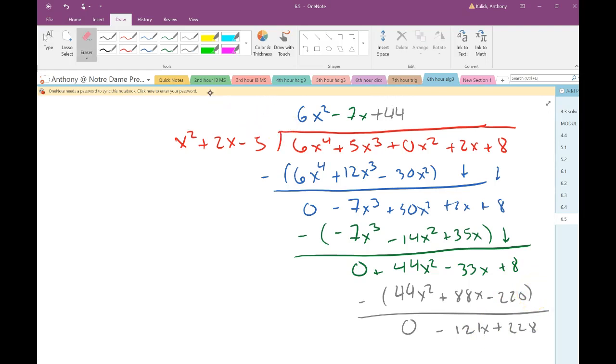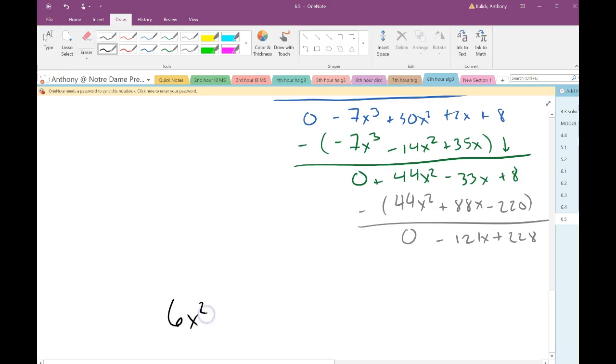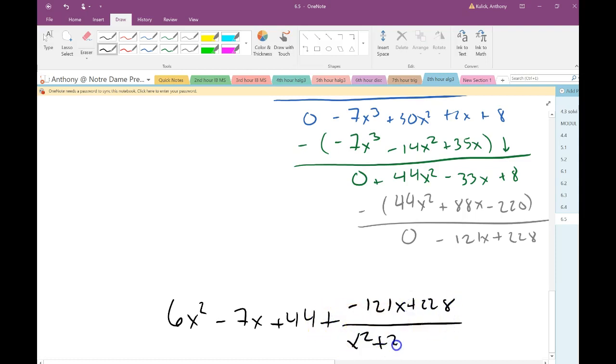And you'll notice that there isn't any more we can do because there isn't a polynomial that I multiply x squared to get negative 121x. So that stuff is all just my remainder. So my final answer I'd write is 6x squared minus 7x plus 44 plus my remainder over my divisor.